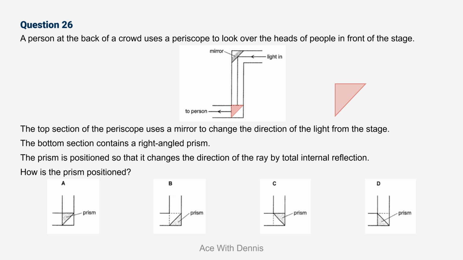Okay, so the answer will be this. This is how the right-angle prism should be positioned. Why? Because when the ray passes into the prism at 90 degrees, it will not be refracted. When it comes to this surface, this will be the normal at this point, and the ray will experience total internal reflection. So it will bend towards this direction. When it comes to this surface, again it is at 90 degrees, right? Then the ray will not be refracted, it will just continue to go straight. Hence, the answer will be A.